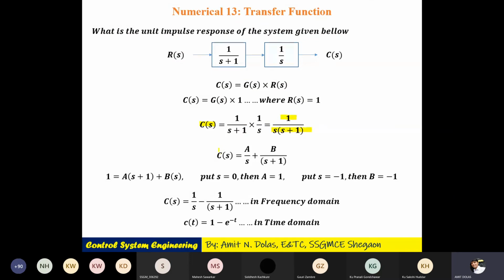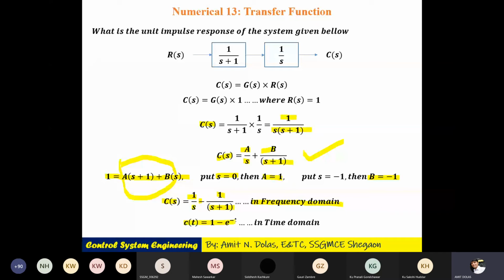To solve this again, partial fraction: C of S is equal to A by S plus B by S plus 1. So it will be 1 is equal to A into S plus 1 plus B into S. Putting S equal to 0 we get the value of A, that is 1. Putting S equal to minus 1, I get the B value, that is minus 1. And putting A and B into the equation, C of S will be equal to 1 by S minus 1 by S plus 1. This will be in frequency form.